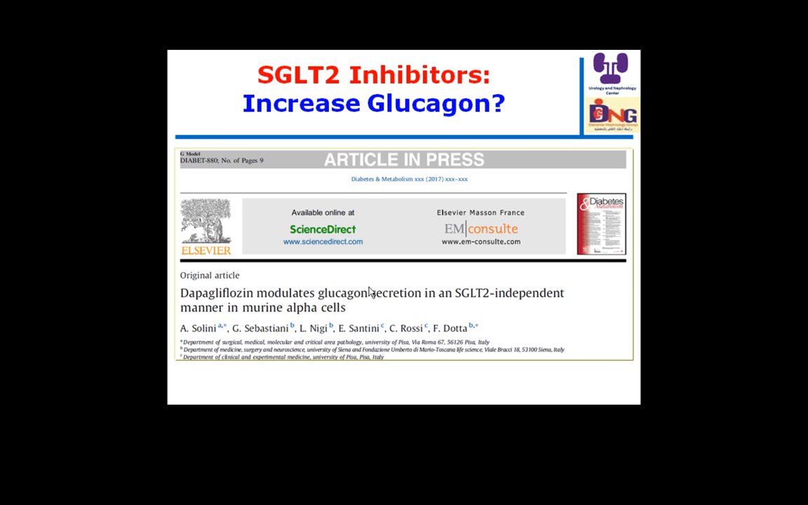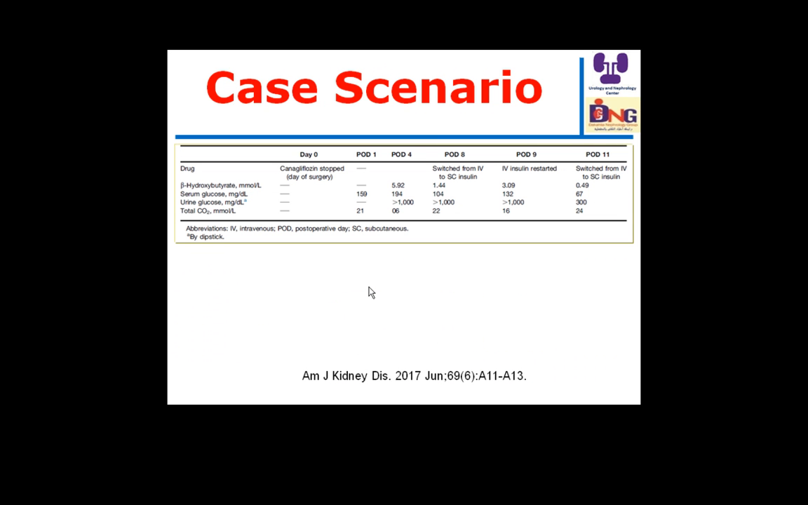Another study showed that dapagliflozin modulates glucagon secretion in a sodium glucose cotransporter 2 independent manner in murine alpha cells. The mechanism explored in this study is an increase in sodium glucose cotransporter 1 as a consequence of blocking 2, which is one of the mechanisms that stimulated glucagon. Let us go back to the case. After 4 days from stopping canagliflozin, the patient developed euglycemic ketoacidosis. So what about the half-life of canagliflozin?